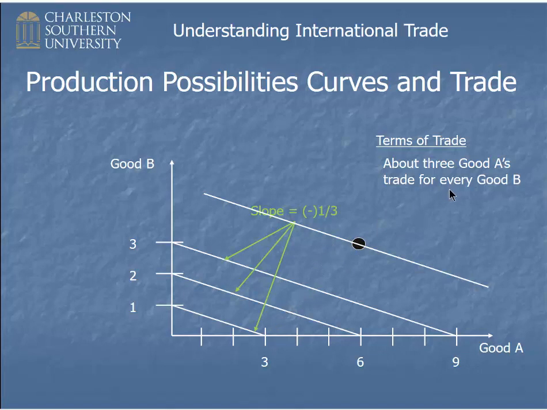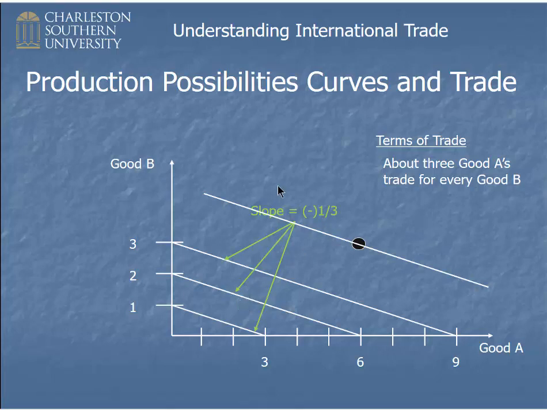So maybe on some other problem I might set the terms of trade to be A and B trade equally, in which case the trade line would have a slope of -1. It would be about 45 degrees but downward sloping. On the other hand, let's turn this around completely. What if 3 B's traded for 1 A? Then it would look like this. 1 A would trade for 3 B's. It would be really, really steep. 2 A's would trade for 6 B's, and so forth. I hope you can see that the terms of trade determine the slope of the trade line. These things are all trade lines.